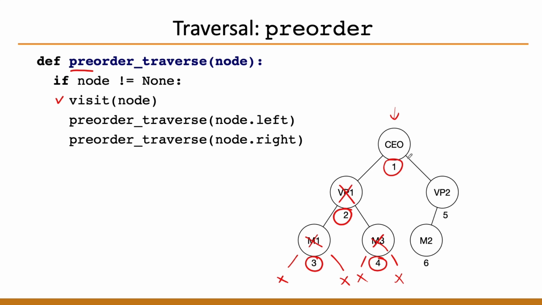Now we return to CEO. The whole left branch of CEO has been visited, so we are ready to traverse the right-hand side, which is VP2. Again, the moment we enter it, we do the visitation. This is the number 5. Then we try the left-hand side. At M2, again, we try left, we try right. Then we mark M2 as visited and return to VP2. It will try the right-hand side, but immediately this is empty, so it returns. So VP2 is marked as finished.